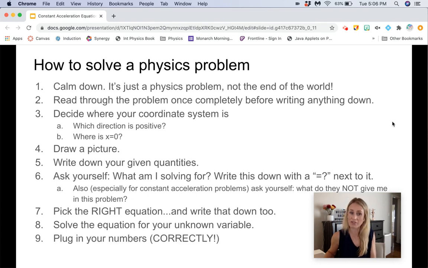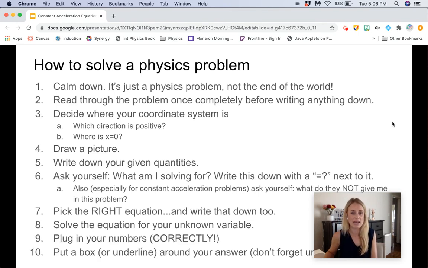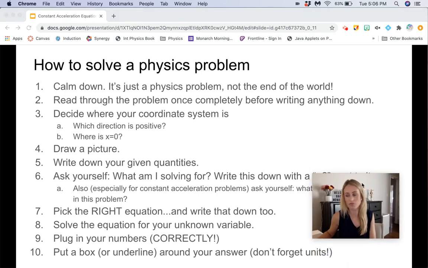And then nine, plug in your numbers correctly. And then number 10, I want you to put a box or underline your answer, and for the love of anything, everything, don't forget your units, please, okay?